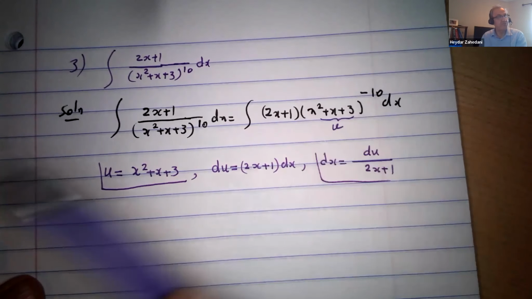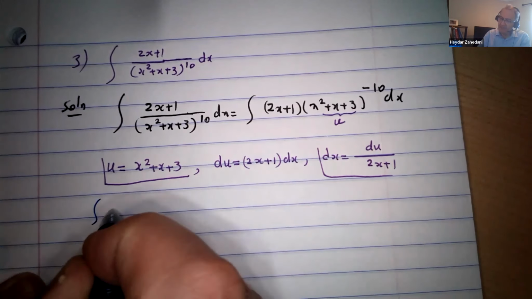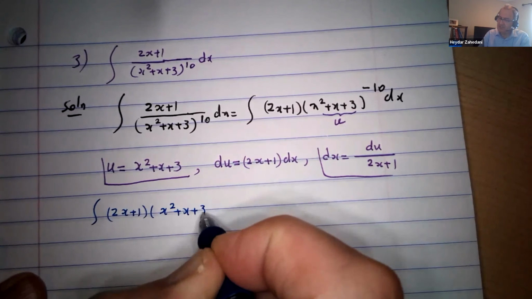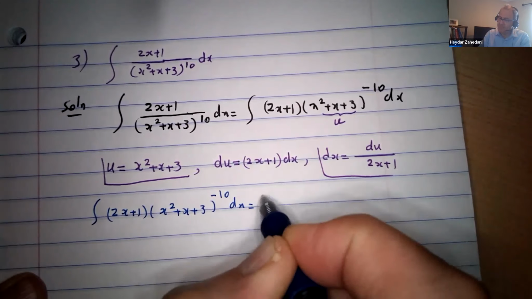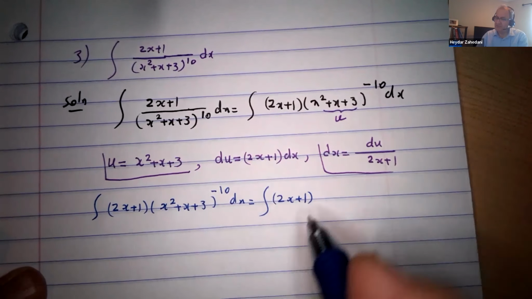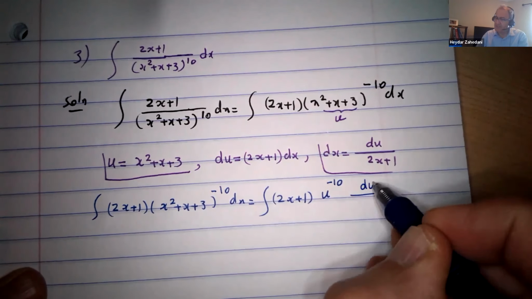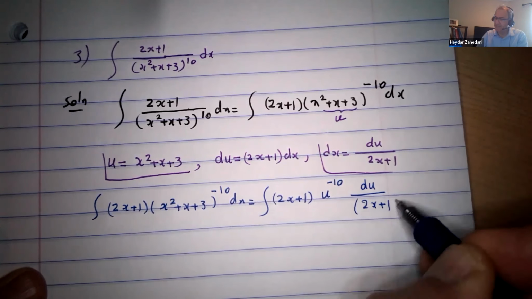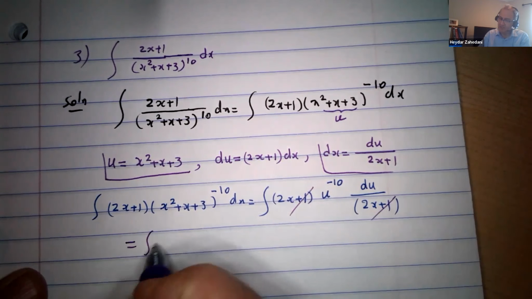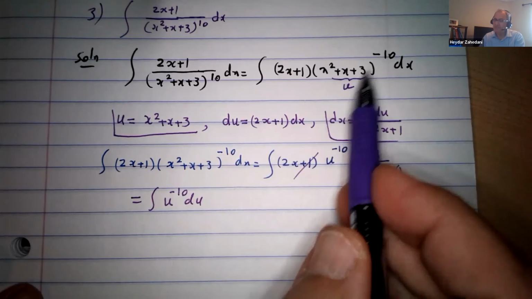Go back, substitute, you must end up with u to the negative 10. So what we have, this is the given one, 2x plus 1 times x squared plus x plus 3 to the negative 10 dx. We don't have anything for the 2x plus 1, we repeat it. This is u times the dx, but the dx is what? It's du over 2x plus 1. Now the 2x plus 1 and 2x plus 1 will cancel out. You get the integral of u to the negative 10 du, as we predicted, because that was the negative 10.